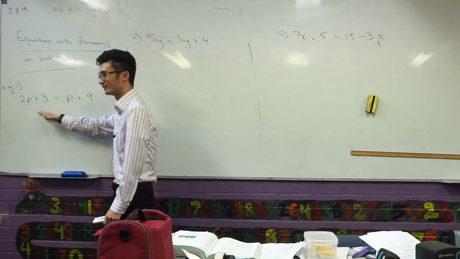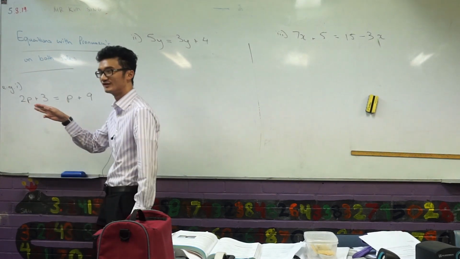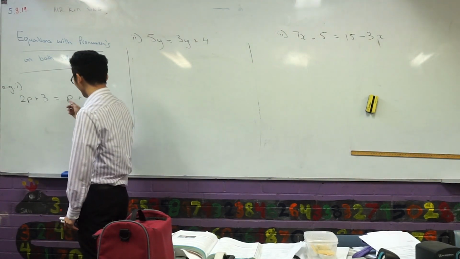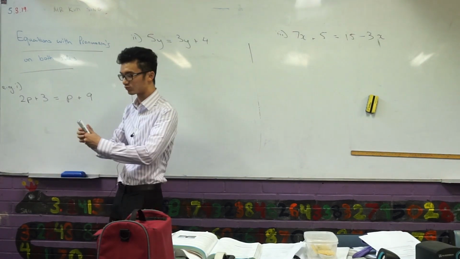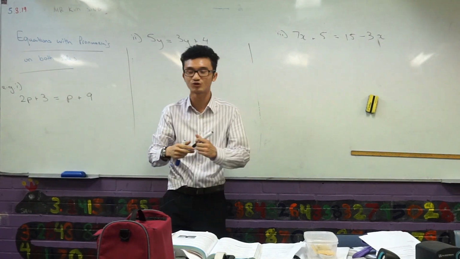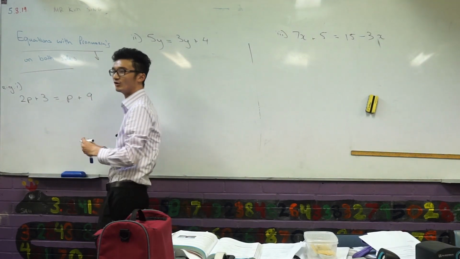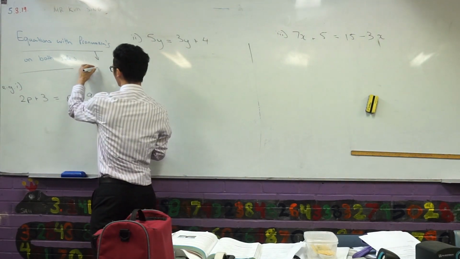Okay, so let's look at this, right? How is it possible that I take 2p plus 3 and that's equal to p plus 9? Because now, what are we looking at? We're looking at equations with pronumerals. Now, if you haven't seen that word for pronumerals, that's just a fancy little word for a variable.